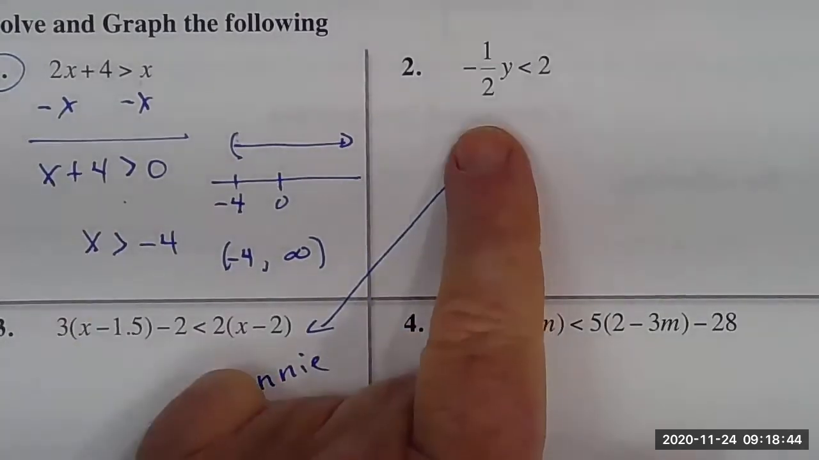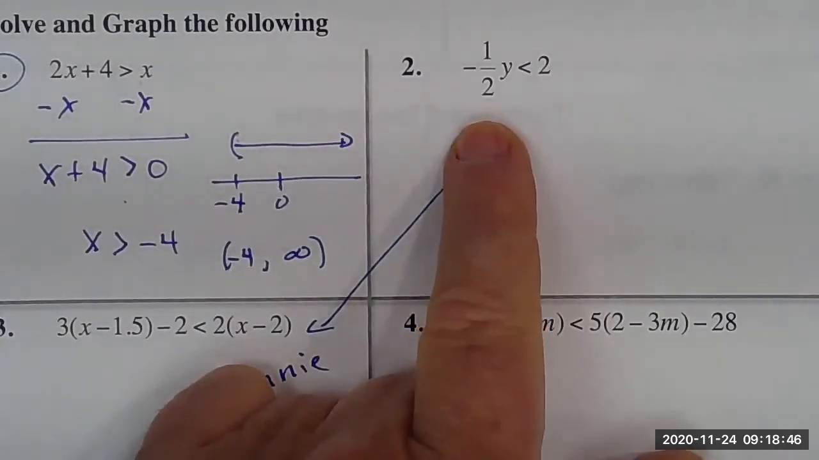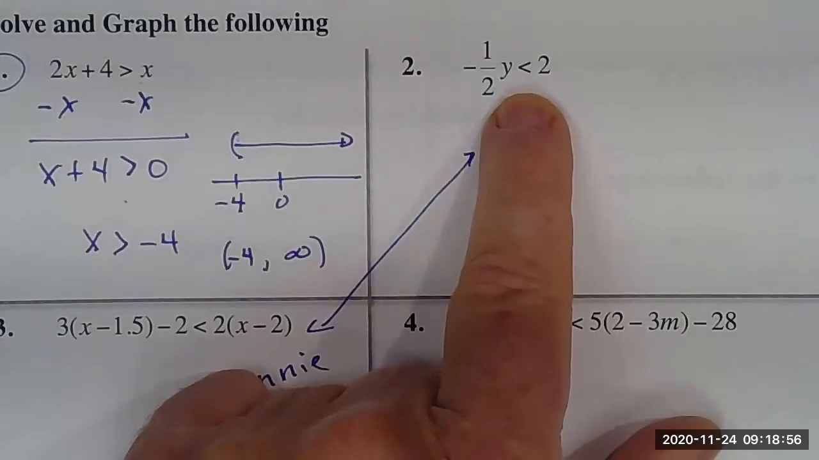You can see what's going to happen when Bonnie does this one. Hint, hint. She's going to get rid of the negative by multiplying or dividing. Hint, hint. Not to Bonnie. She knows what she's going to do. But the rest of you, flip the direction of the inequality. You're going to have to flip it.